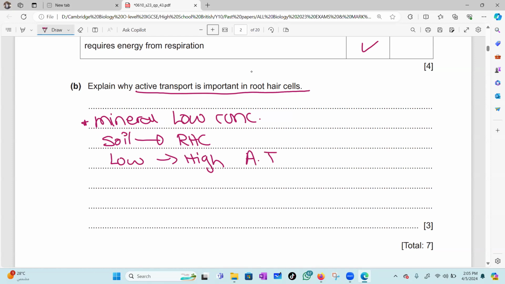Give me another reason. Like, why is it important to absorb the minerals by active transport? Because it's out of 3 marks. Hello? This is not enough. You will not take the 3 marks for that. Give me another reason why active transport is important for the absorption of minerals in the first place. Can someone give me an answer?